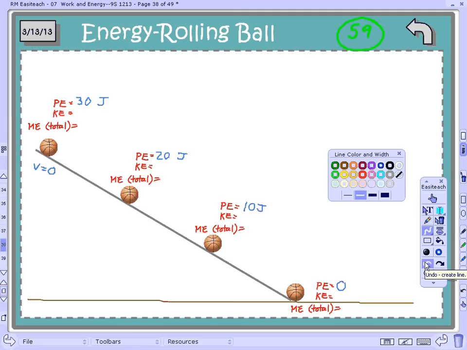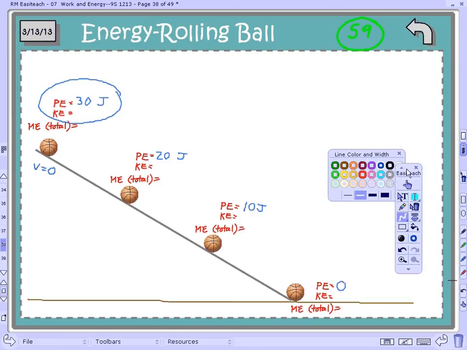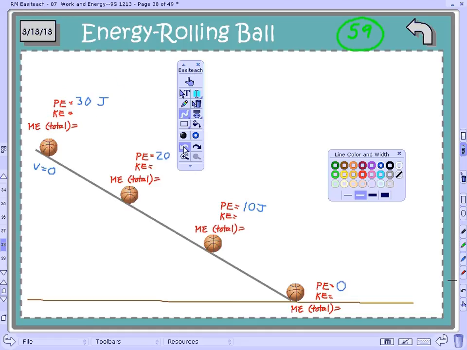The kinetic energy here at the top is 0 because it's not moving. And that's an important piece of information in the beginning, telling you that the original velocity here is 0. Okay? So the kinetic energy is 0, therefore the total or mechanical energy is 30 joules.